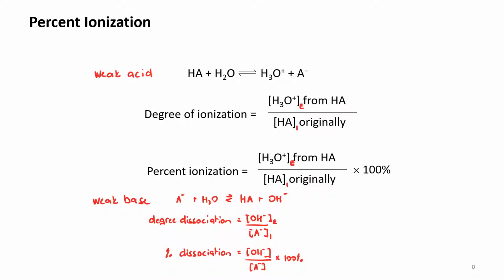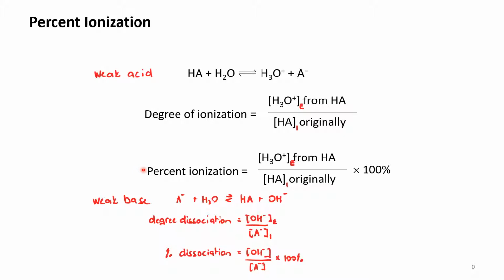The percent ionization is a measure of the degree of ionization of a weak acid or a weak base. So if we start with the representative weak acid HA, if we take HA plus water, which exists in equilibrium with H3O+ and A-, we would define the degree of ionization as the equilibrium concentration of H3O+ that results from the dissociation of the weak acid HA divided by the concentration of HA that was originally present in the solution. In other words, the initial concentration of HA.